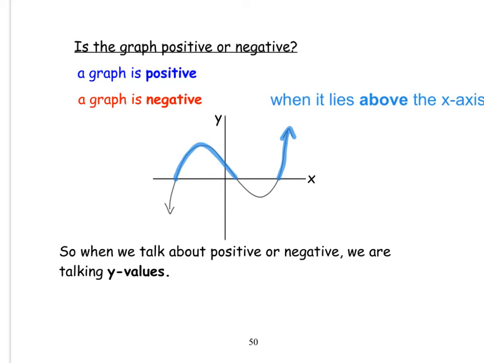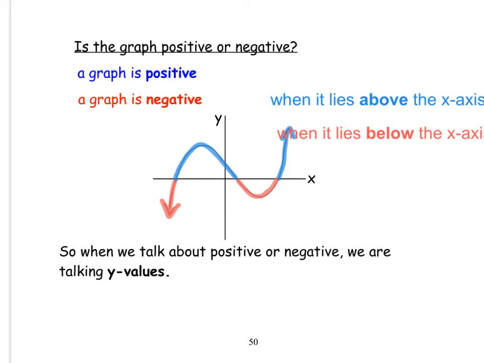So then it makes sense that the graph is negative when it lies below the x-axis. So that'd be this piece here, going down forever, and then this little piece right here. And then on the parts where it hits the axis, those are neither positive nor negative. Those are our zeros, or x-intercepts. So make sure you write down the graph is negative when it lies below the x-axis. So in general, when we talk about positive or negative, we are talking about y values. So if the y values are negative, then the graph is negative. If the y values are positive, then the graph is positive at those points.